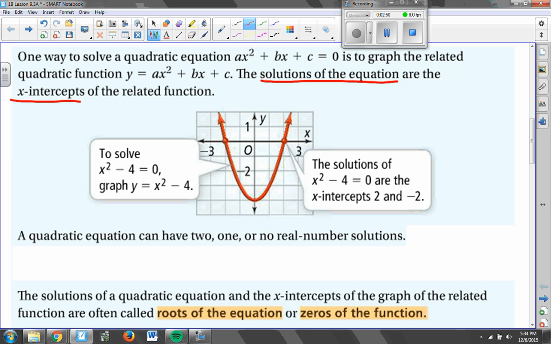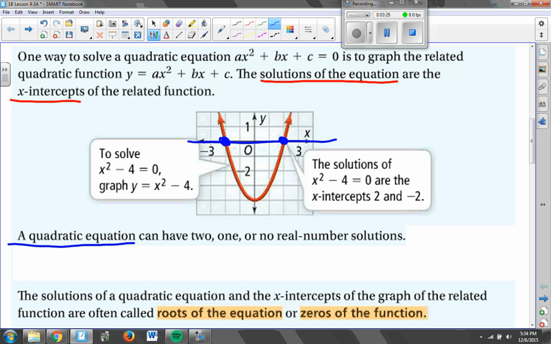X-intercepts, if you don't remember, means where my graph crosses the x-axis. So there's my x-axis, and I've got 2 points where my graph crosses that x-axis. Those 2 points are my answers, my solutions. A quadratic equation can have 2, 1, or no solutions for the purposes of our class.